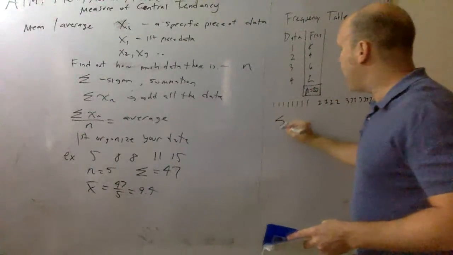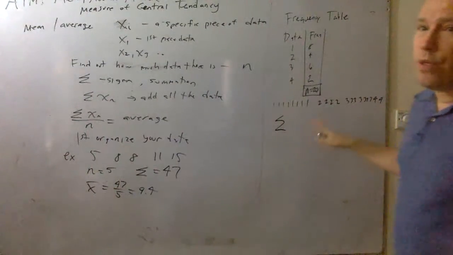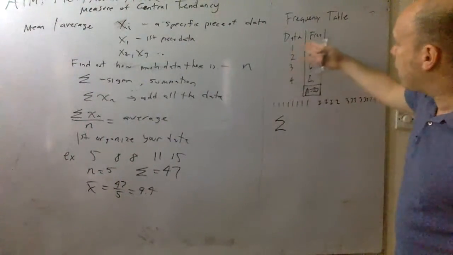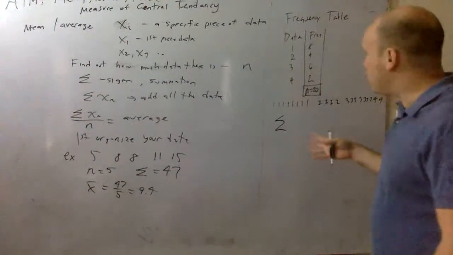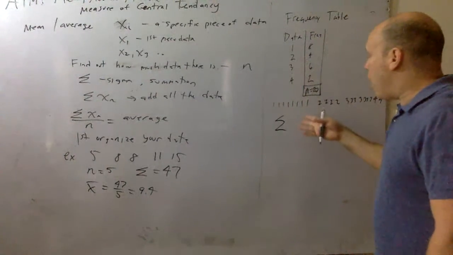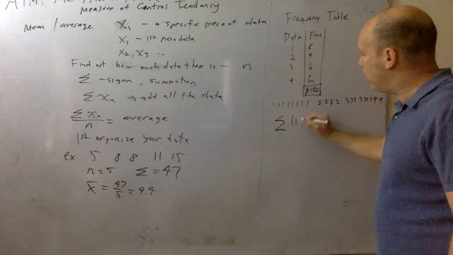Next, add up the data. Well, once again, as I told you, the computer's going to be doing this for you, and there's a way to set this up. But right now, we don't have a calculator. So the question is, how do we figure out all the data? Well, you say, you know what? There's 8 pieces of 1.